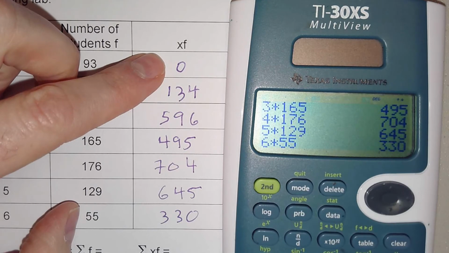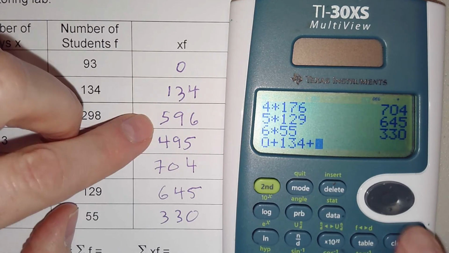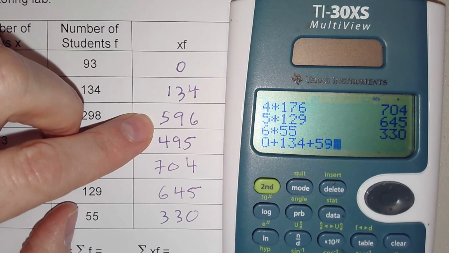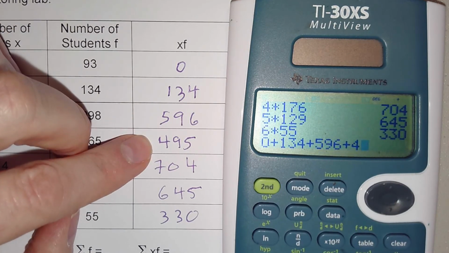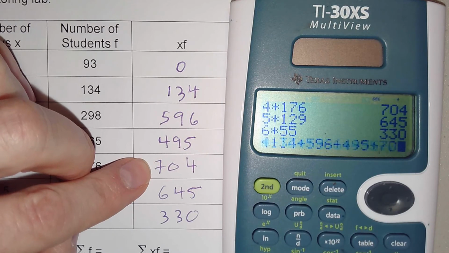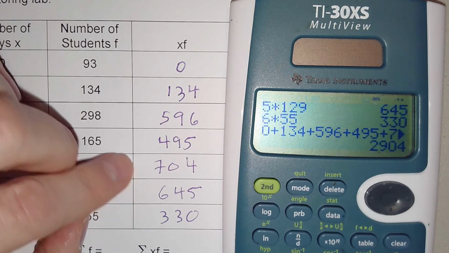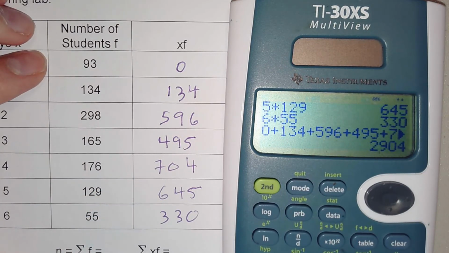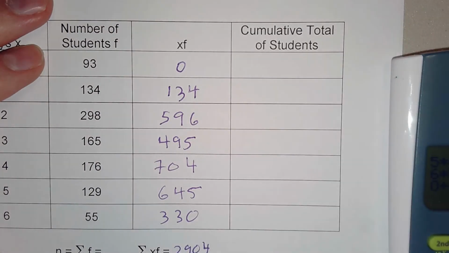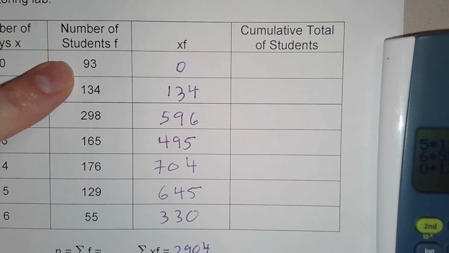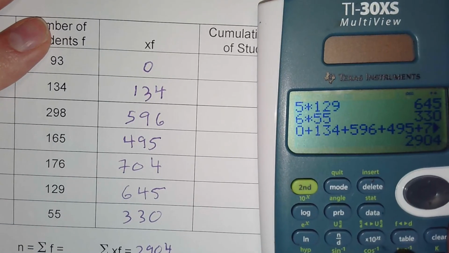So I'm going to do 0 plus 134 plus 596 plus 495 plus 704 plus 645 plus 330. And that gives me 2904. Okay. Now, I'm also going to keep track of the cumulative number of students.